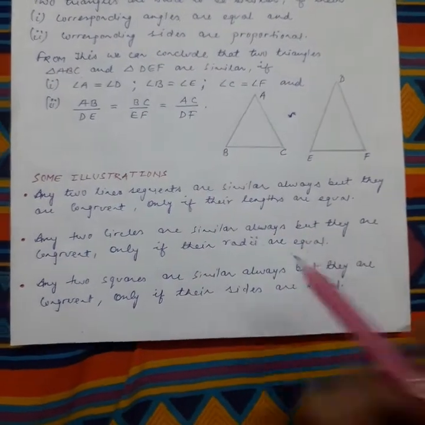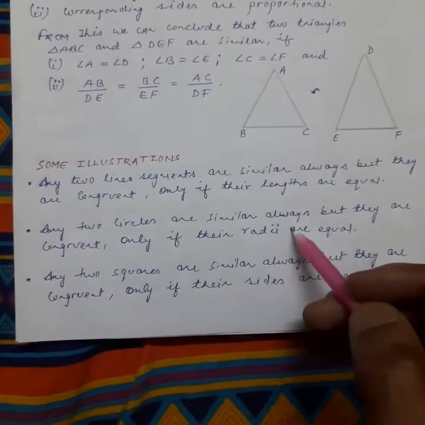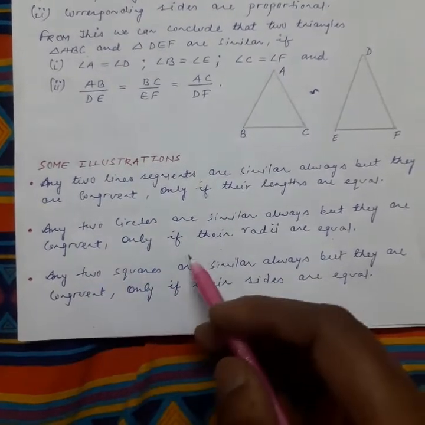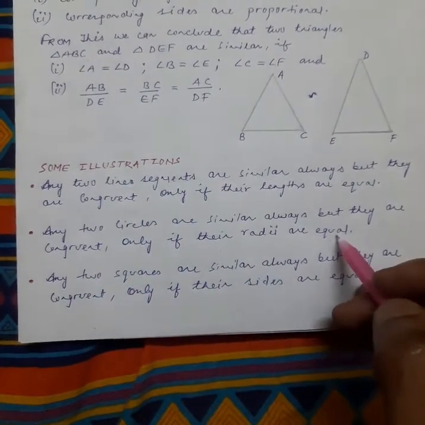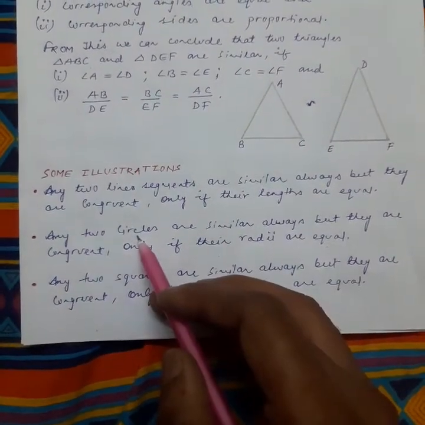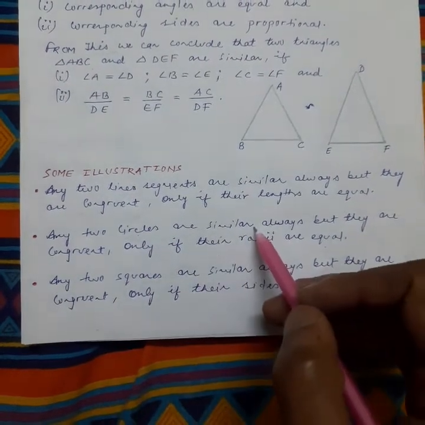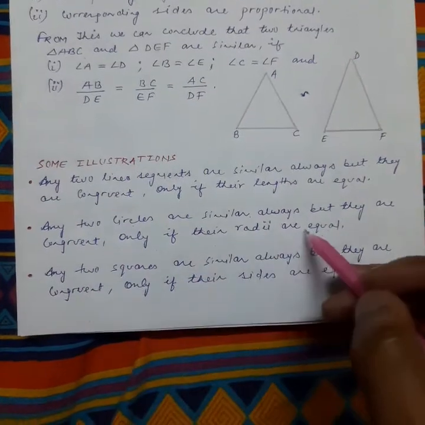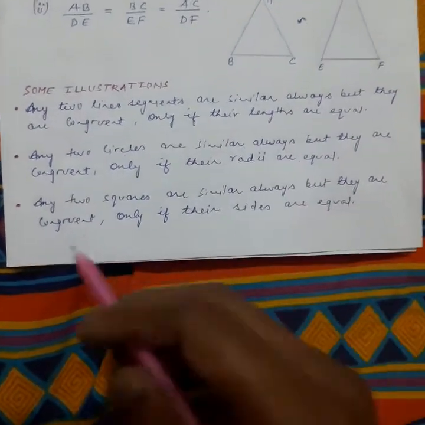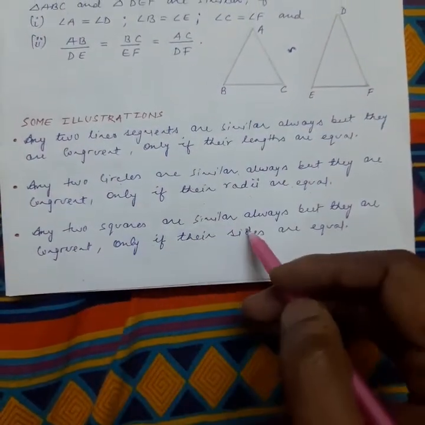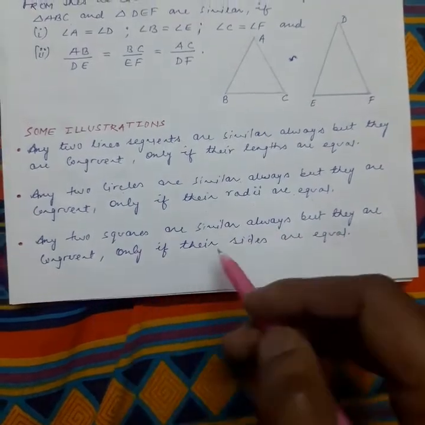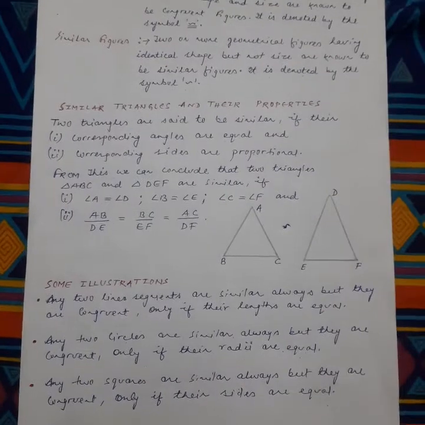In the same manner, two circles are similar always, but they are congruent only if their radii are equal. If we are saying two circles, then the shape is automatically equal. That means they are similar. They will be congruent if their radii are equal. Similarly, any two squares are similar always, but they are congruent if their sides are equal. So this is the meaning of similarity and congruency.